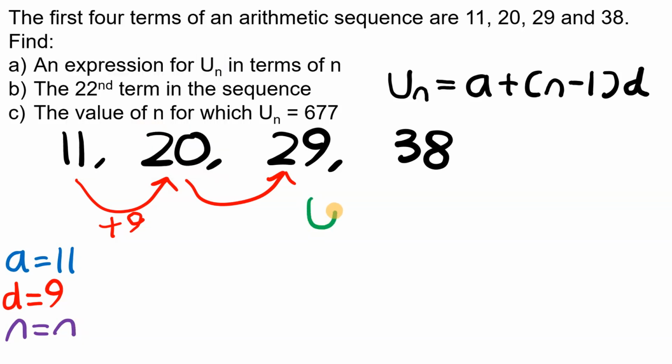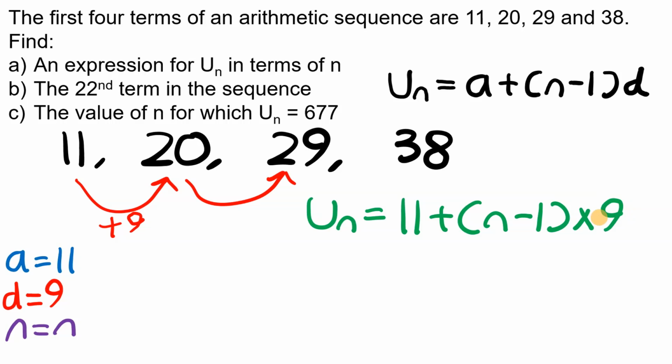So we're going to say that un is equal to a, which is 11, plus n minus 1 multiplied by d, which is 9. So we've still got this n here. I'm going to rewrite this slightly as 11, and then I'm going to move this 9 to the front of the bracket, so it's 9 times n minus 1, like this here, so it's in a bit more of a familiar format.